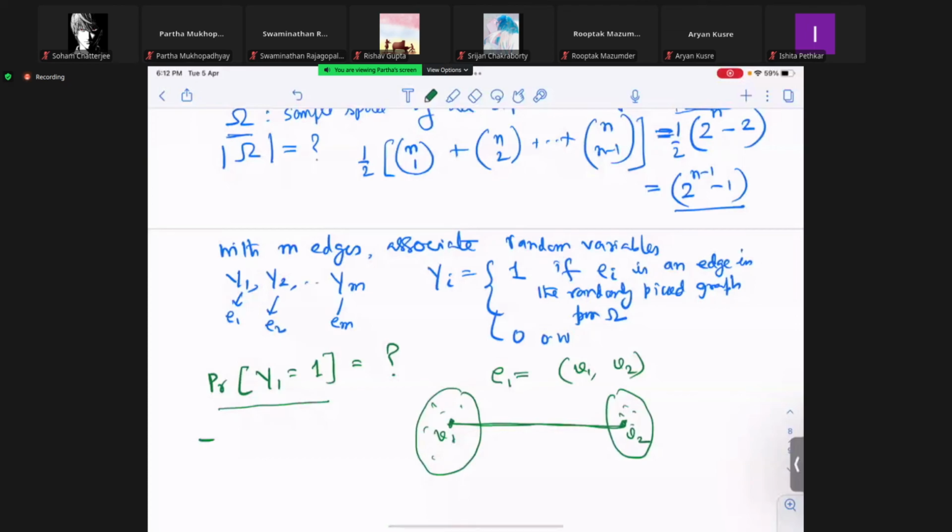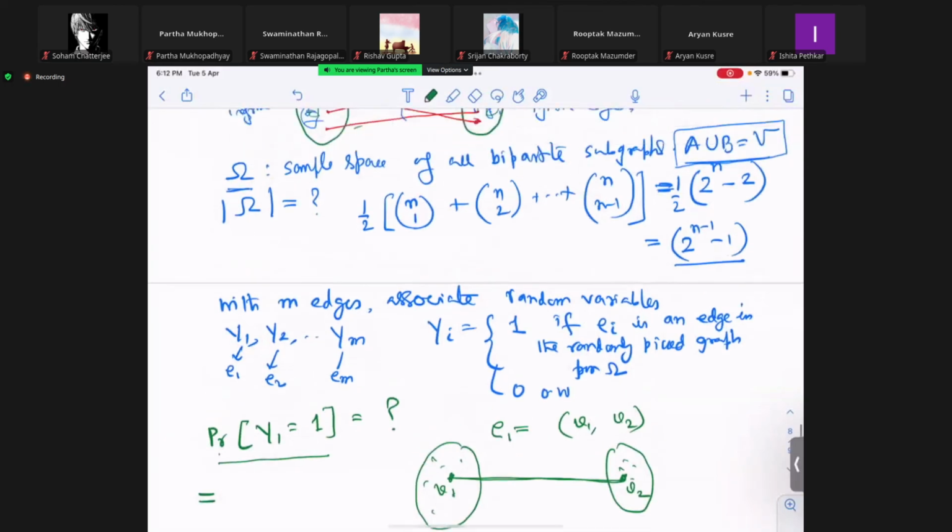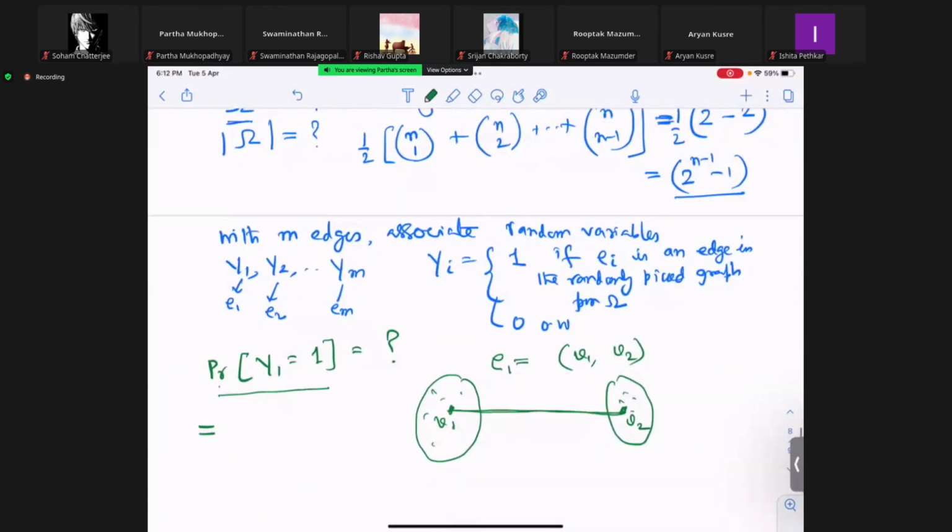So I am sampling my graphs from my sample space omega. This is the H that I'm sampling from the sample space omega, and that sample space size is 2 power n minus 1 minus 1. And this edge is flowing across the cut. Other vertices can choose either the V1 side or the V2 side, it doesn't matter. That means every vertex has two possibilities. So the probability is 2 power n minus 2 by 2 power n minus 1 minus 1.